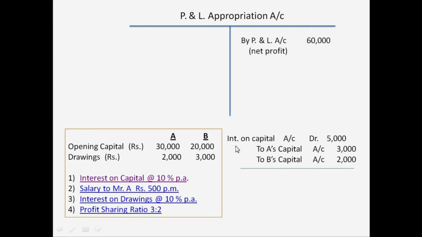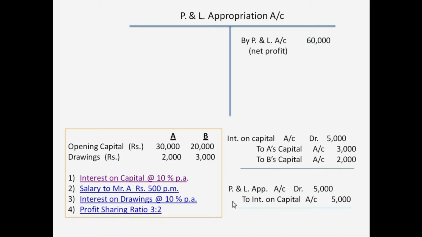Okay, now after this entry, one more entry the firm will pass just to close this interest on capital account. In this entry, this account is debited, so in the next entry it will be credited in order to close this account. So interest on capital account is debited here, so in the next entry it is credited. And P&L appropriation account is debited. It means this interest on capital account is closed by transferring it into the profit and loss appropriation account. So in this manner the interest on capital account is closed.